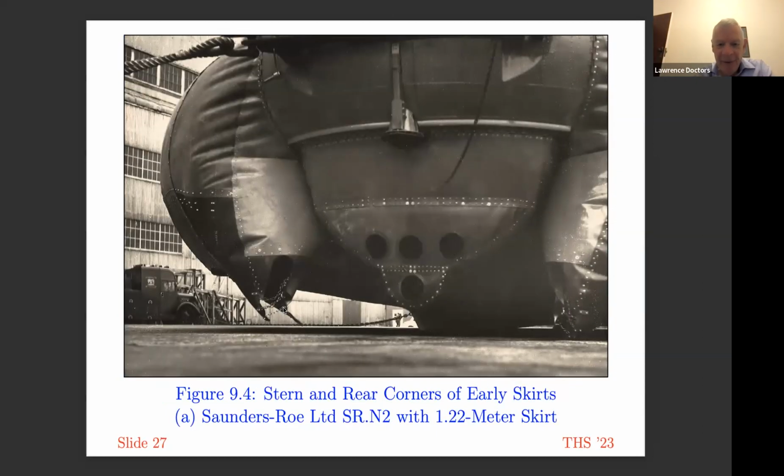Here's a picture of the skirt on the SRN2 when they extended it from the original 2 feet to 4 feet. There are a lot of interesting features with this skirt. We're obviously looking at the stern of the vessel. This is the tail end of the keel, which runs the whole length of the craft.